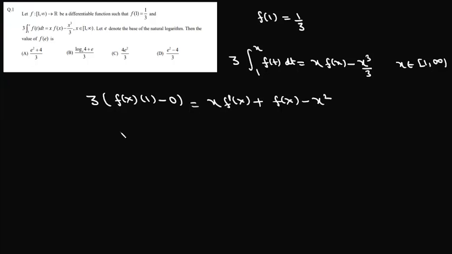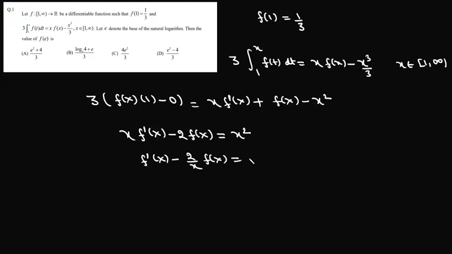We can write this as x f dash x minus 2 f(x) is equal to x square, or f dash x minus 2 upon x f(x) is equal to x. Now basically this is linear in y. So this is dy by dx minus 2 by x y, and this is x.